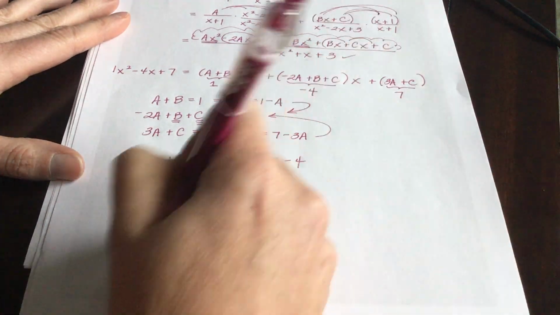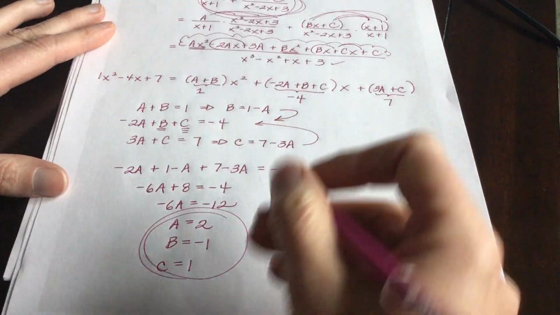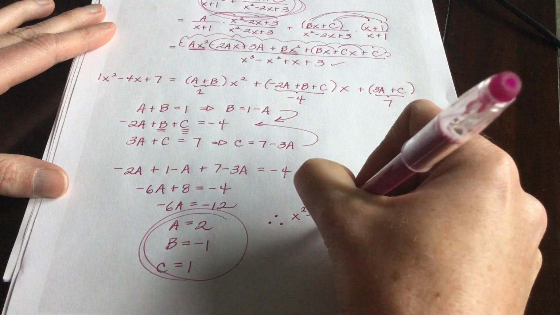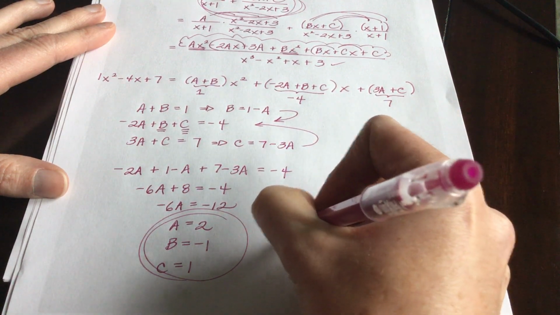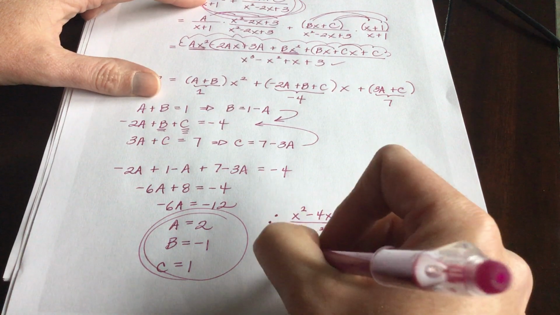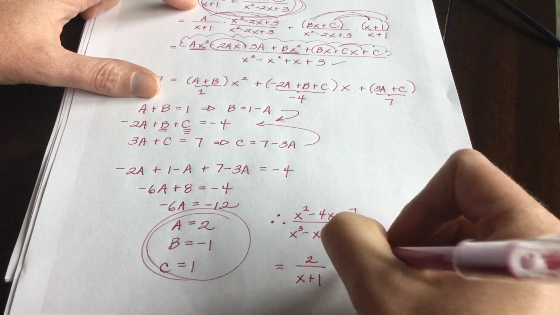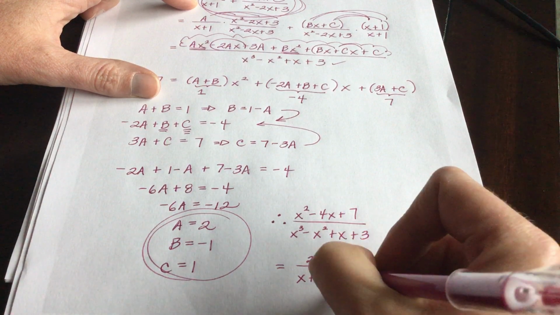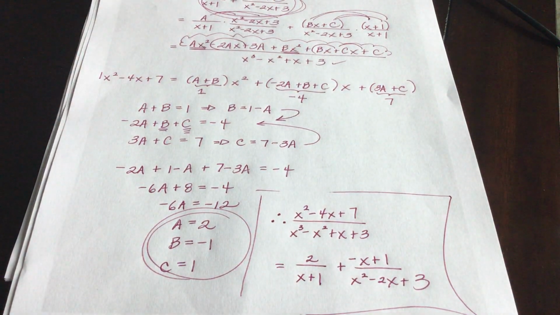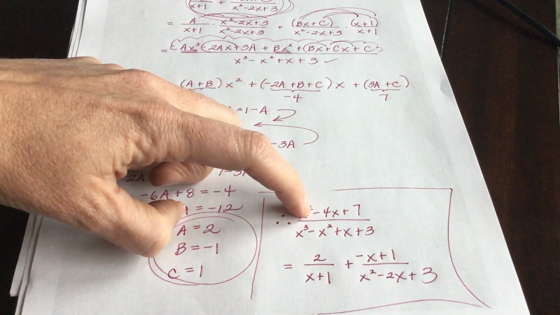All right, good time. So now we take these 3 values and back substitute them into your form, and we can make our conclusions. So therefore, the mess known as x squared minus 4x plus 7 over x cubed minus x squared plus x plus 3 can be written as 2 over x plus 1 plus negative x plus 1 over x squared minus 2x plus 3. And there we go. We've taken one big mess and replaced it with another big mess that in Calc BC we'll actually be able to integrate, where we wouldn't have been able to do that one.